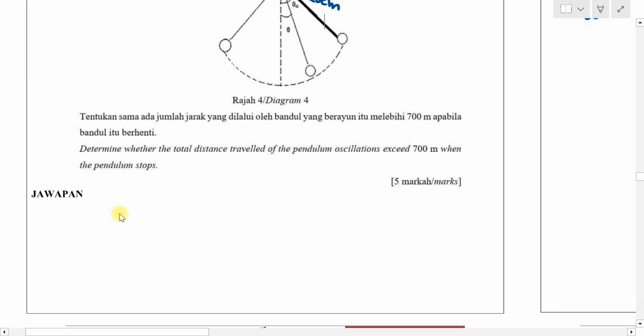Determine whether the total distance travelled by the pendulum oscillation exceeds 700 meter or not when the pendulum stops. Okay, this is quite a good question.